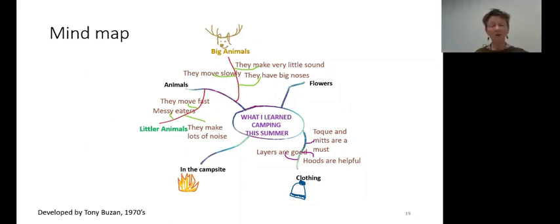There's a main branch. So in here you can see what I learned camping this summer. There's animals, there's a campsite, there's clothing, there's flowers. Oh, there's big animals, and then there's littler animals. So they have different things. And again, this is great for engaging with your stakeholders. It's a method of communication, collecting information from them. So that's a mind map. That's my number 5 tool that I use lots.